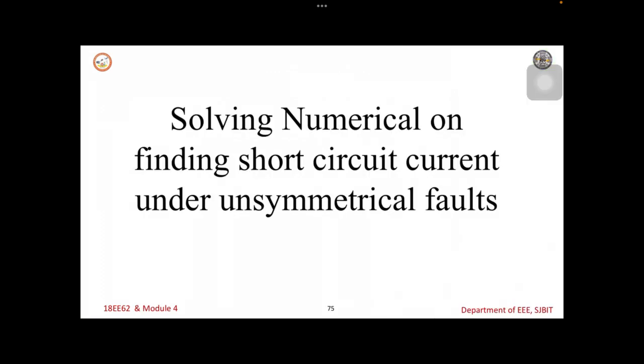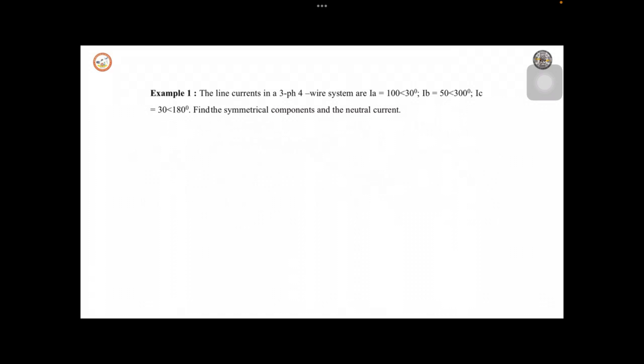In the previous 3 sessions I explained the theoretical aspects of unsymmetrical faults: the introduction, the LG fault, LL and double line to ground fault, open conductor fault, all these different types of faults, finding the fault current and the sequence network. In this session I am explaining the solving of numericals on finding the short circuit current under unsymmetrical faults. See here we have considered the first example. First I will read the question.